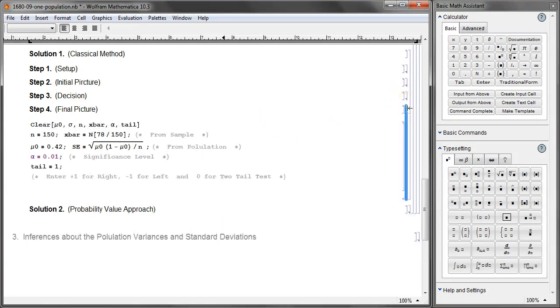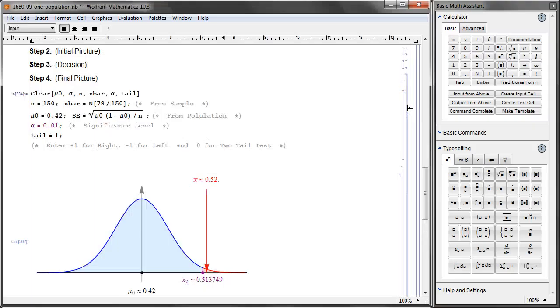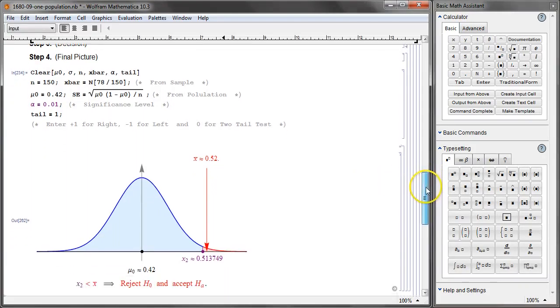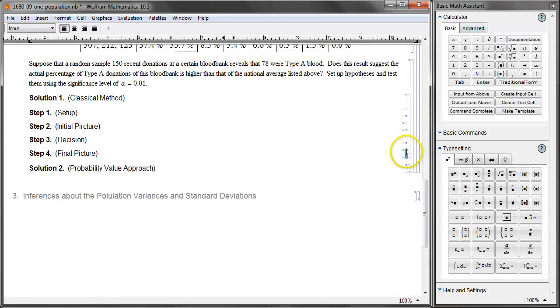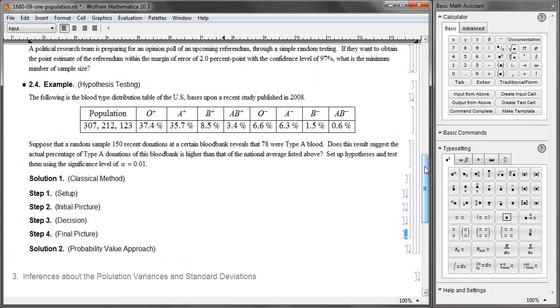Consequently, we end up with this kind of picture here. Yes, 0.51 something is the critical value, and 0.52 is bigger than that. Consequently, it's coming from the red region, too far away from the null. Consequently, we reject the null hypothesis and accept the alternative hypothesis. Yes, there is a bias. In this particular blood bank, or the people around this blood bank have more type A blood than the national average, maybe a little bit higher concentration of Asian population.